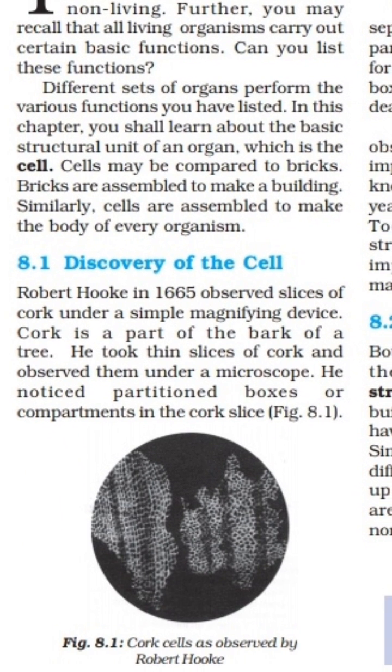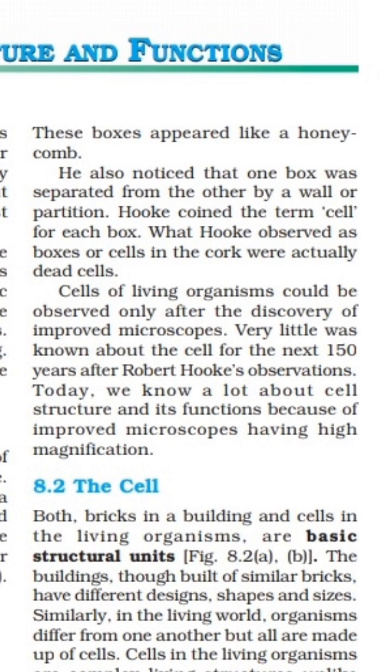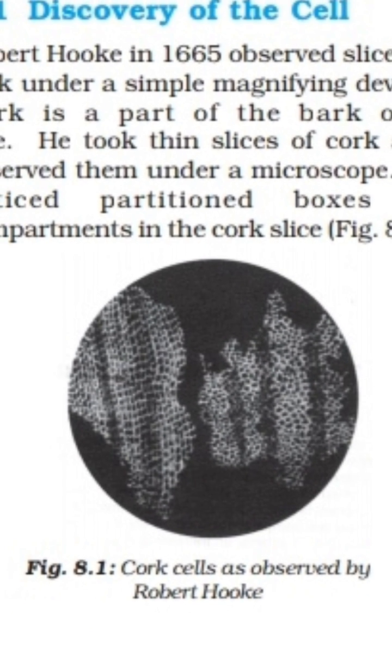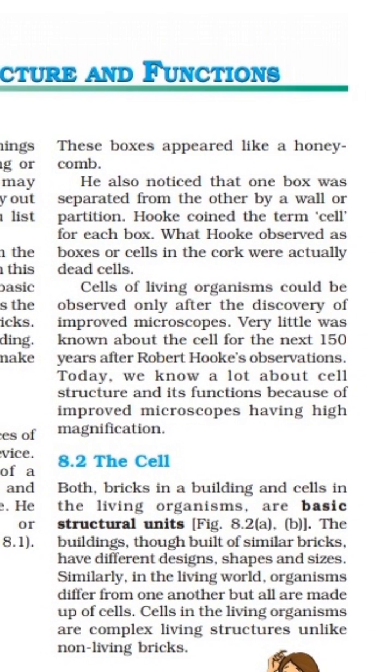Here you can see in figure 8.1 the cork cells observed by Robert Hooke, and these boxes appeared like a honeycomb. He also noticed that one box was separated from the other by a wall or partition. Hooke coined the term cell for each box. What Hooke observed as boxes or cells in the cork were actually dead cells.